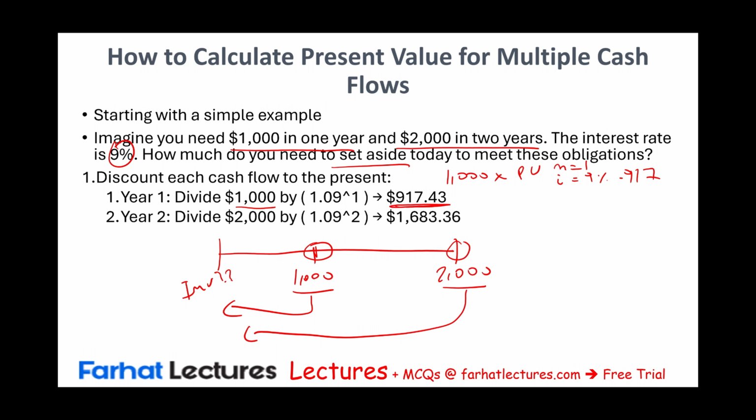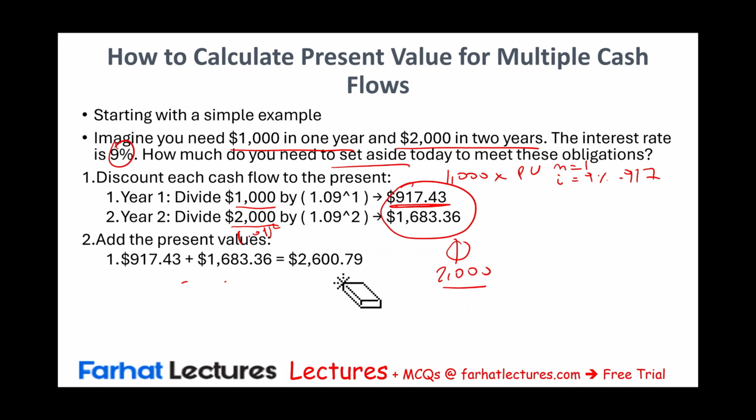So to get the $1,000, you need to invest today $917.43. For the $2,000, you will take the $2,000 divided by 1.09 raised to the 2nd power, because you need this money 2 years from now, and you will need to have $1,683.36. Obviously, there's a present value factor. I will show you on the tables later. What you will do, you will add those two figures, and you will need to have $2,600 today, so you can withdraw $1,000 1 year from now and $2,000 2 years from now. And today you need to make an investment of $2,600.